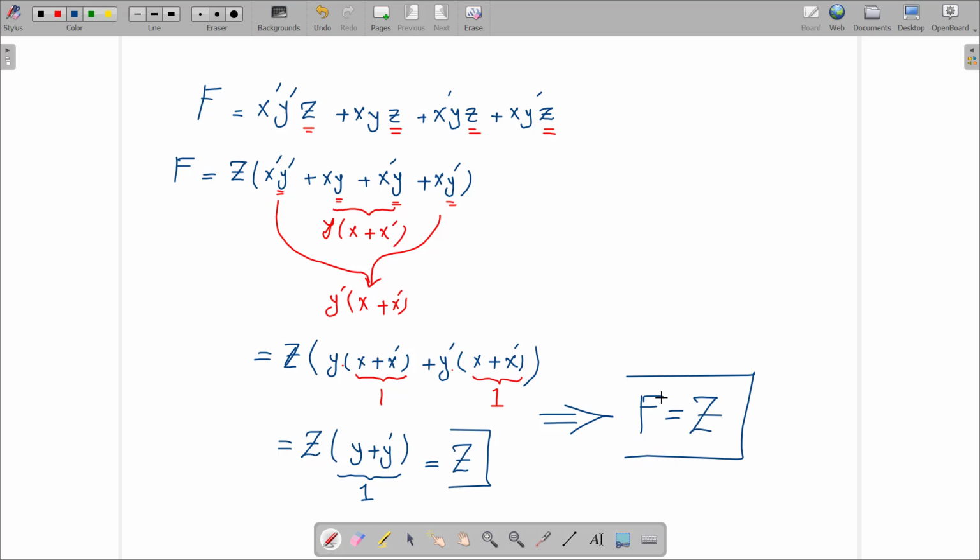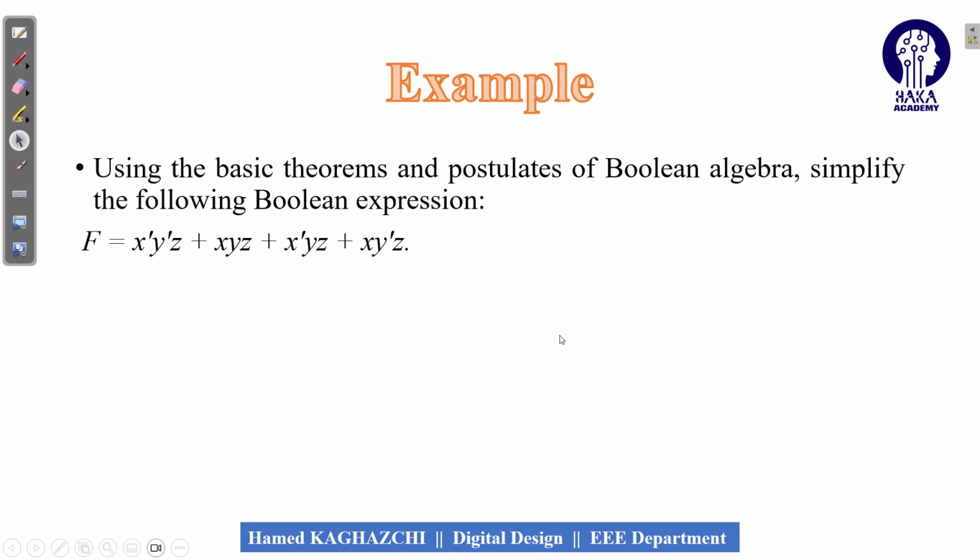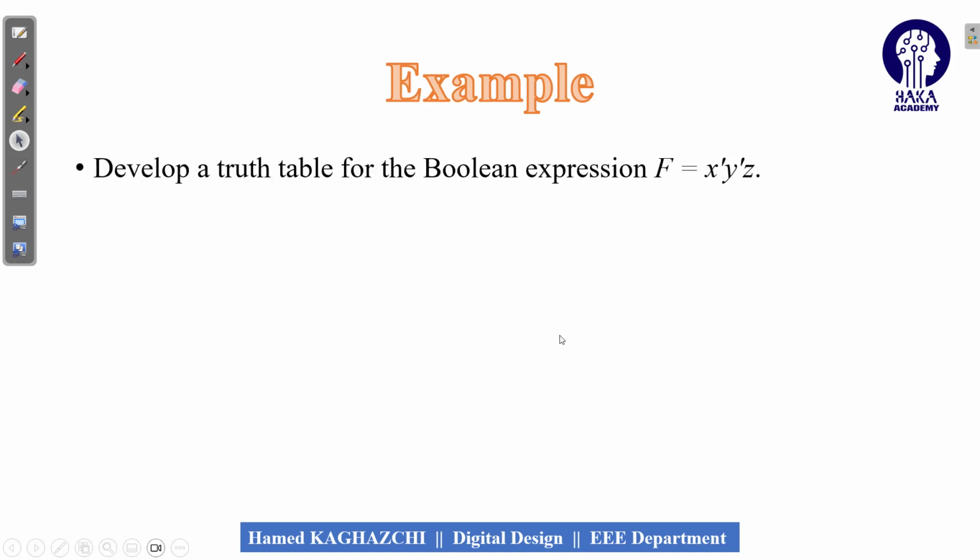So as you can see, we could simplify the Boolean function f from this form to this form. So it means that the value of z will be equal to the value of f. And also here you can see the result.